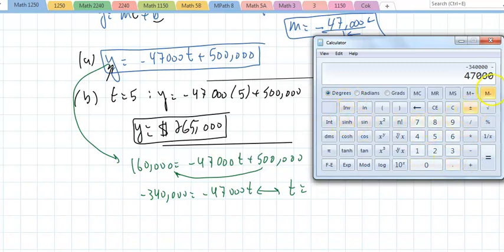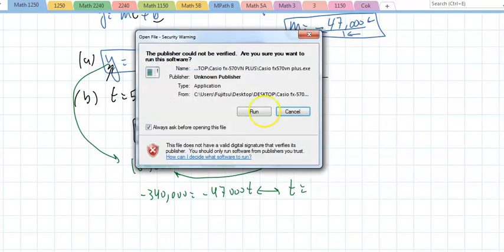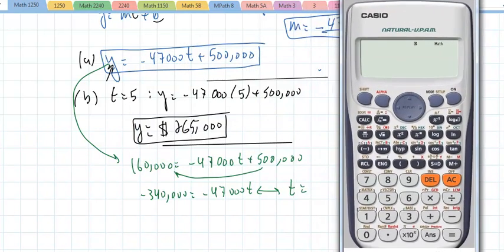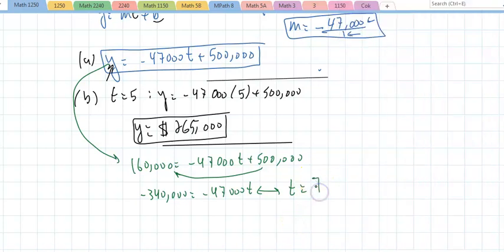Okay. Well, the answer is going to be positive, right? I should have brought my other calculator. Here it is. This is better. This is a scientific calculator. If I take 340,000 divided by 47,000, I'm going to get roughly 7.23 years. And that's good enough as an answer.